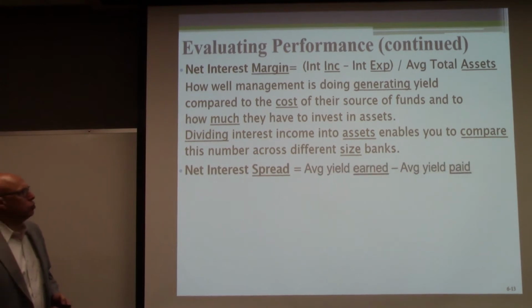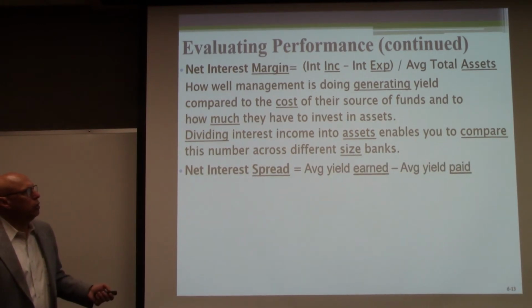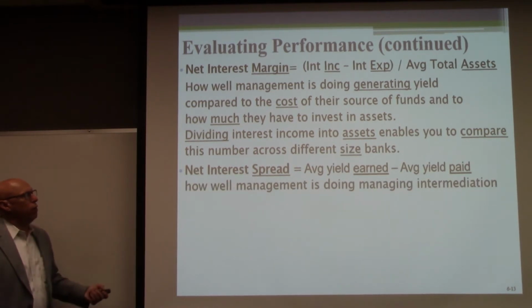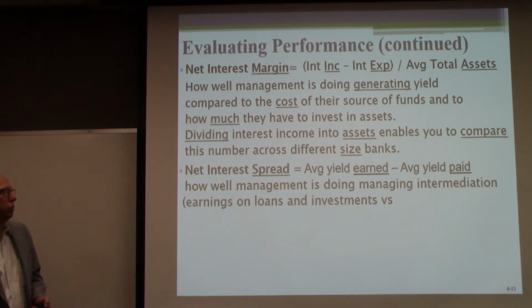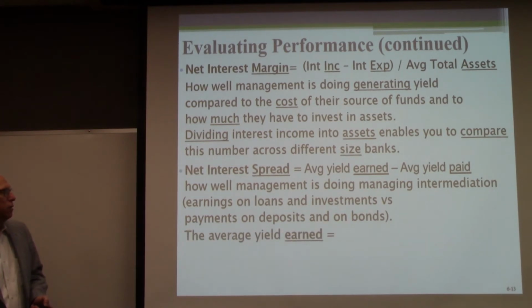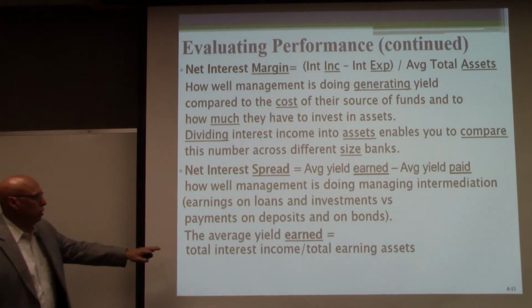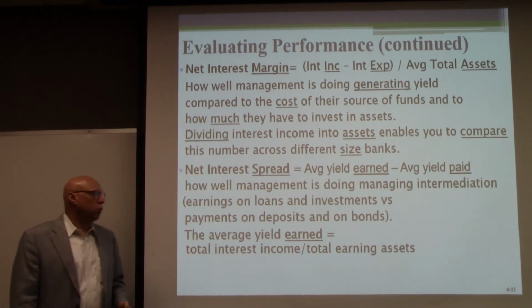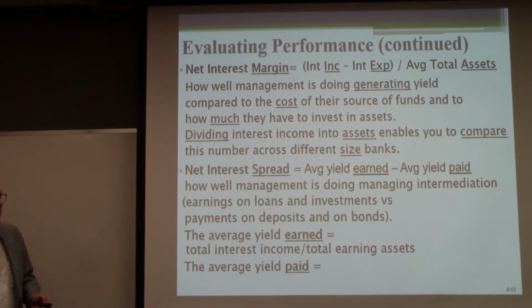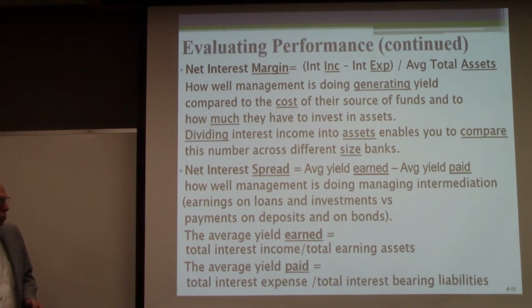Okay? The net interest spread is the average yield earned minus the average yield paid. A little bit different way of looking at it. So how is management doing managing intermediation? Okay, what does that mean? Earnings on loans and investments versus payments on deposits and on bonds. Okay? So the average yield earned is your total interest income divided into total earning assets. The average yield paid is total interest expense divided by total interest-bearing liabilities. So this is the spread.